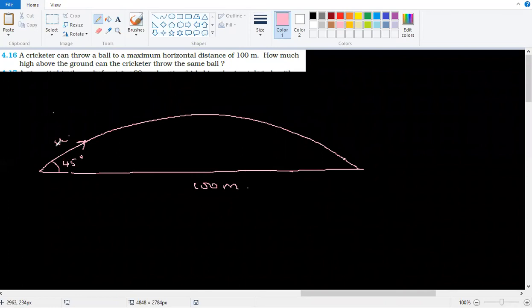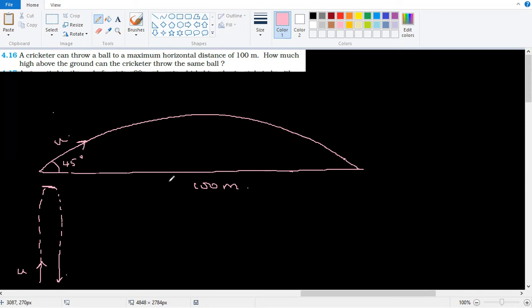How high above the ground can the cricketer throw the same ball? So suppose I throw the ball in the vertical direction with the same U, what will be the maximum height it reaches? That's the question. Using the information given here, I should be able to calculate the U. And once I find the U, I can use it for the vertical direction. With that, I can calculate the maximum height, because here the velocity will be 0. That's the idea. So I'm going to leave it as homework.